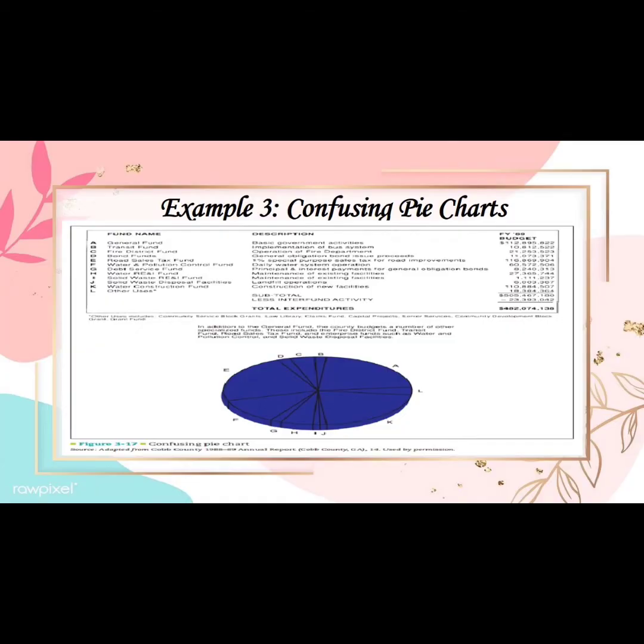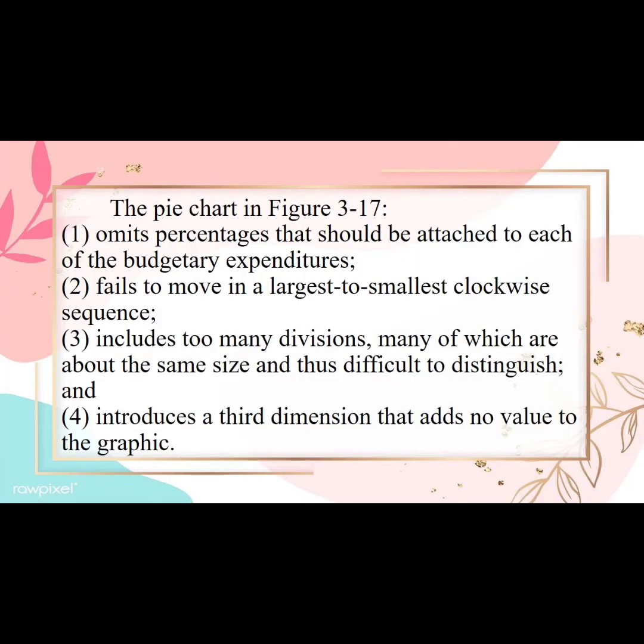Example number 3. Confusing pie charts. The pie chart in Figure 3-17 omits percentages that should be attached to each of the budgetary expenditures, fails to move in a largest to smallest clockwise sequence, includes too many divisions, many of which are about the same size and thus difficult to distinguish, and introduces a third dimension that adds no value to the graphics. So remember this, guys, the correct pie chart should be a perfect circle, should have the percentages on the circle, and should move in a large to small sequence from the 12 o'clock position.